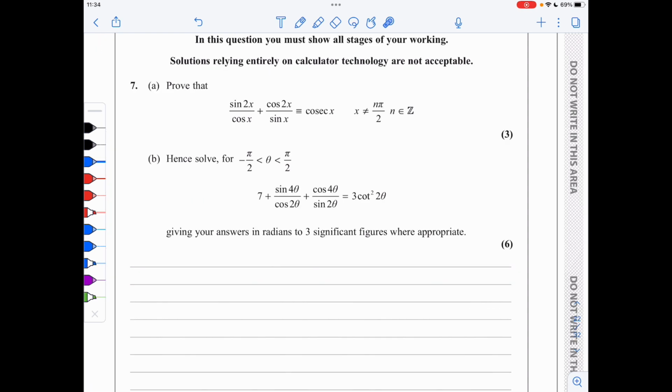In question 7, we need to prove the identity given here. So I will start from the left hand side. So the left hand side is sine of 2x over cos x plus cos of 2x over sine x. I will be expressing everything over the same common denominator of cos x sine x. So I'll be multiplying sine 2x by sine x, and then cos of 2x by cos x.